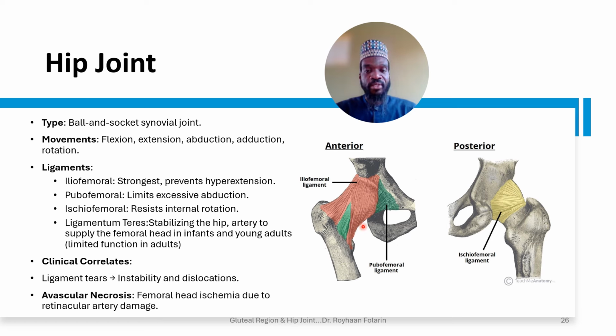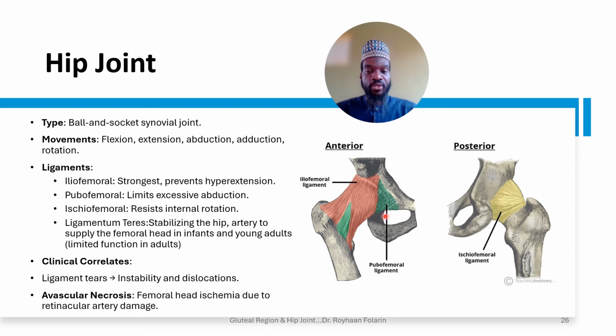Next, you have the ligament on the posterior side. On the anterior surface of the joint, you appreciate these two ligaments, while on the posterior surface, you appreciate more the ischiofemoral ligament, which runs from the ischial part of the pelvic bone down to the femur. So that's the ischiofemoral. This is going to resist movement in the anterior direction, which in this case is internal rotation. So it prevents excessive internal rotation.